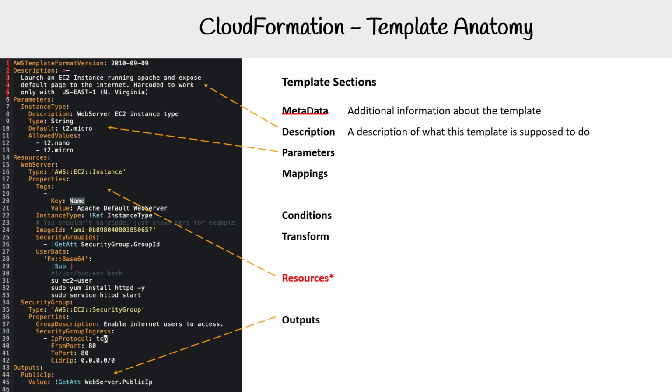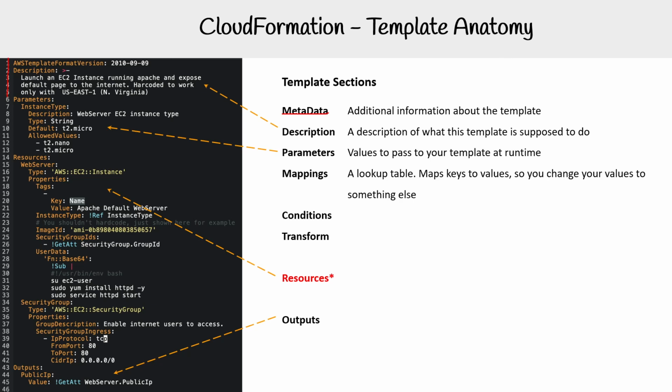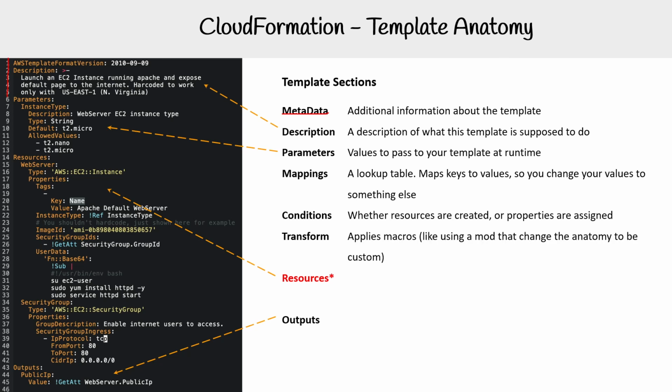Then, of course, we have our description. So this is a description of what the template is supposed to do. We have parameters. These are the values to pass to your template at runtime. You have mappings. This is a lookup table. It maps keys to values so you can change your values to something else. I don't really like using mappings, but it is something that you can utilize. We have conditions where resources are created or properties are assigned. We have transforms. This applies macros, which allows you to modify or change what you can do in the template, basically like extending or creating shorthand types of templates. We'll look at that when we see SAM templates, which is a very popular macro.